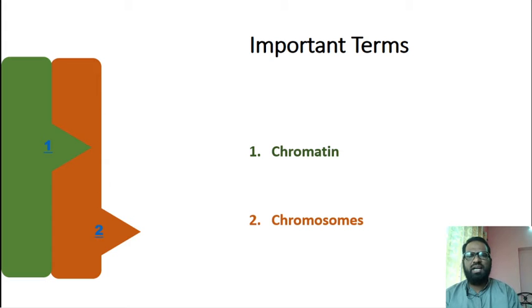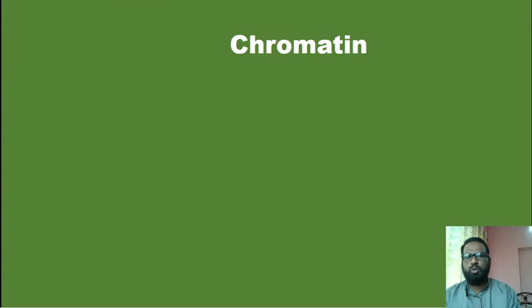If you take the physical characteristic features, then you will find that chromatin is completely different from the chromosome. The physical features of chromatin are completely different from the physical features of the chromosome. First, we will discuss the chromatin.